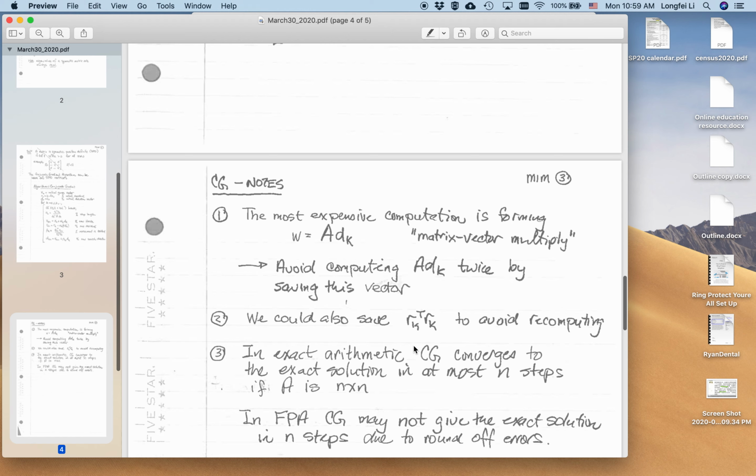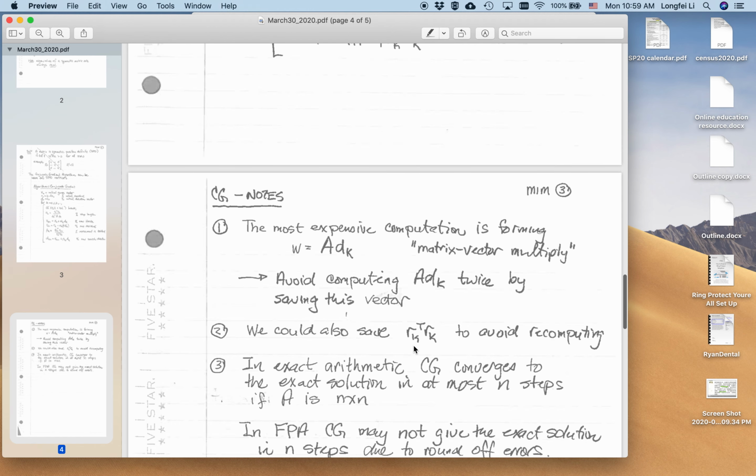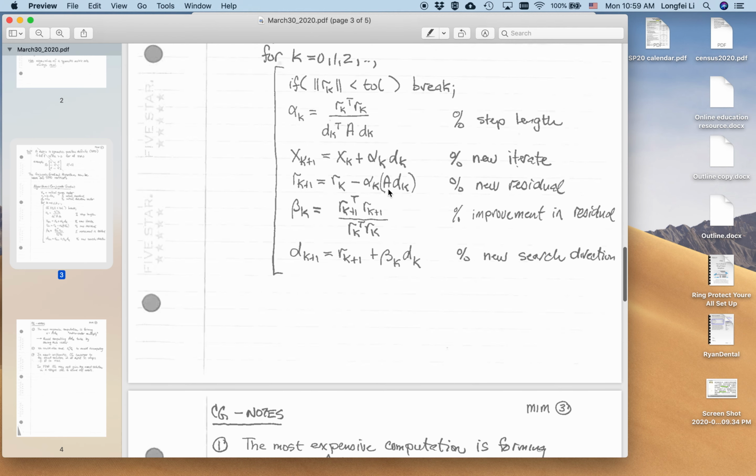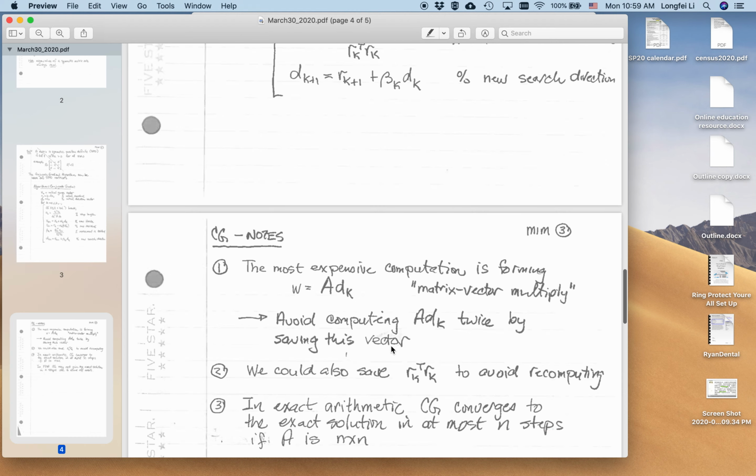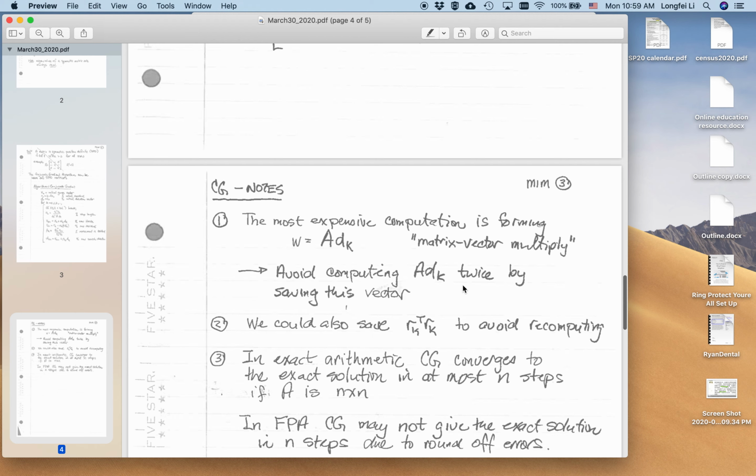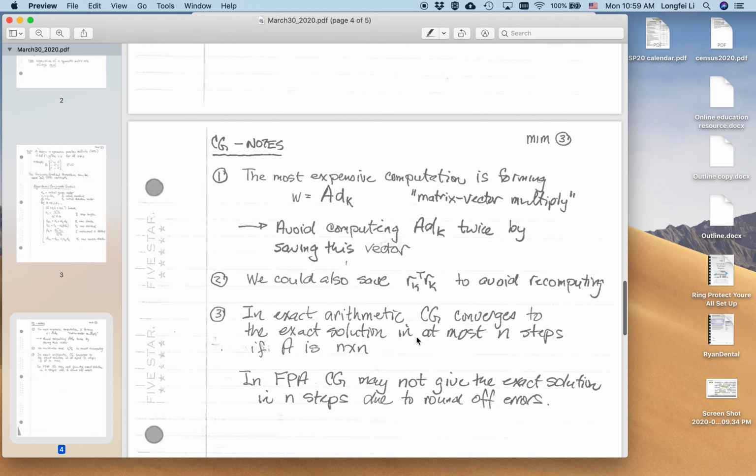Okay? So here are some notes about applying this conjugate gradient method. The most expensive part is to compute this A multiplied by d, a matrix vector multiplication. That is used here and here. Because this needs to be computed twice and it's expensive, we don't want to do the real computation twice. So the smartest way is to save this value once you compute it and reuse it here. To avoid computing A d k twice, we may save this vector.